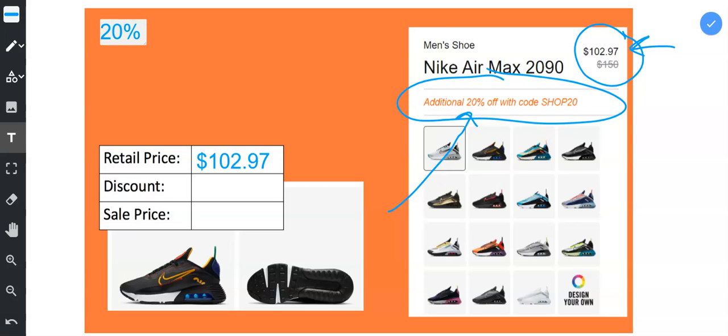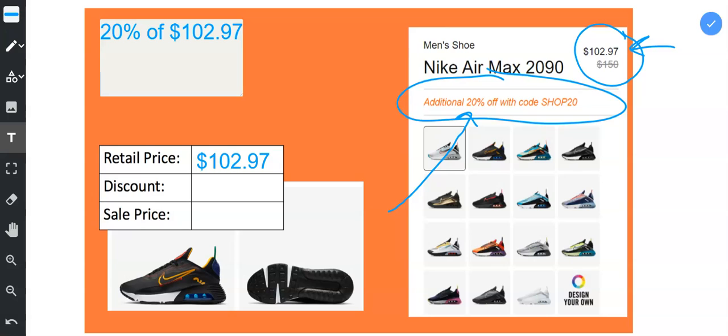and you have to ask yourself, for the coupon, it's 20% of what? Well, it's 20% off of that original price. And by original price, I mean the $102.97. So we're taking an additional 20% off of the $102.97.